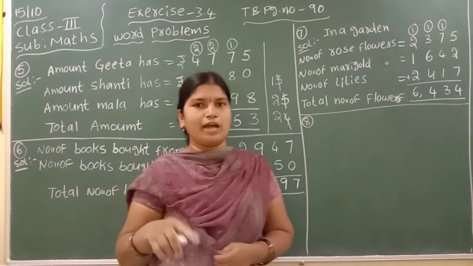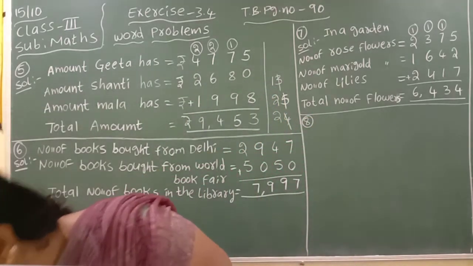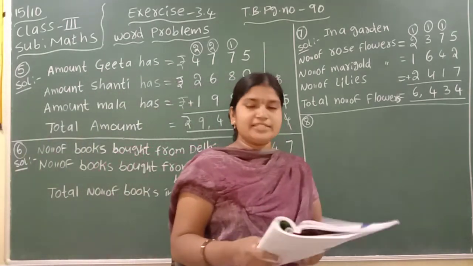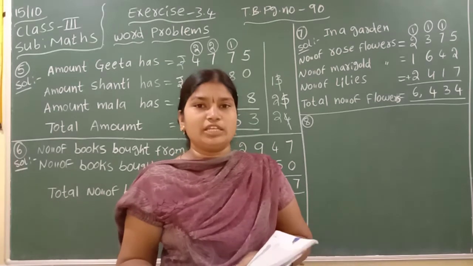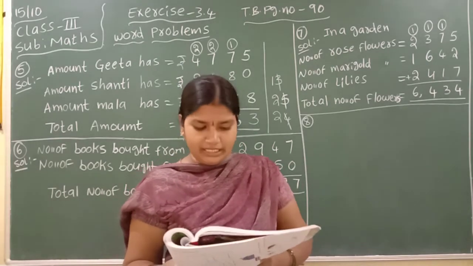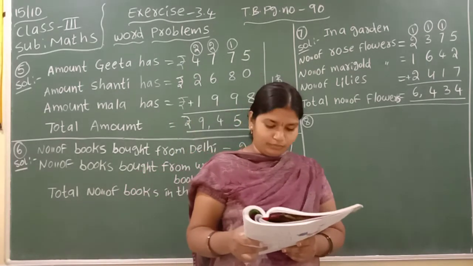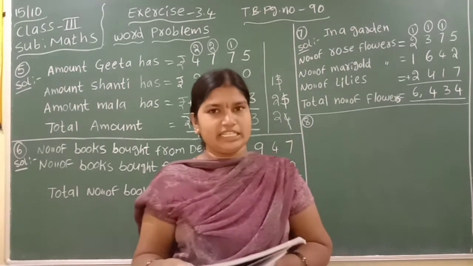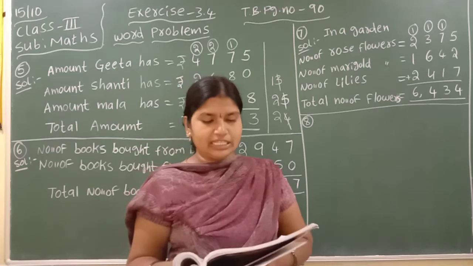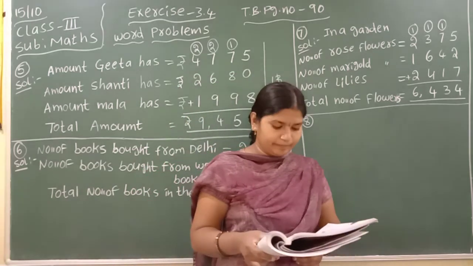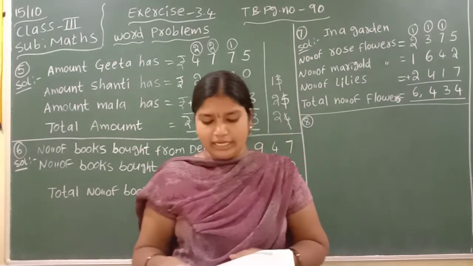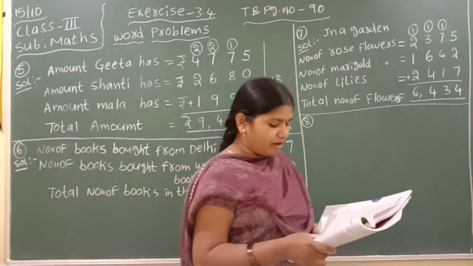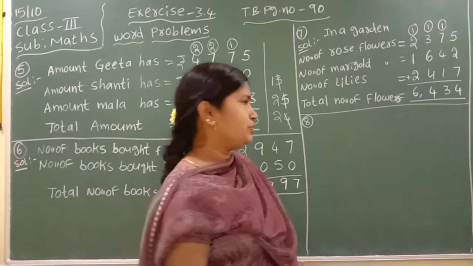Same like this, one more question is there. This 8th one have to do. Okay. On Sunday, 1475 men, 309 women, and 2787 children visited the Science Museum. How many people in all visited the museum? Number of people visited the museum.